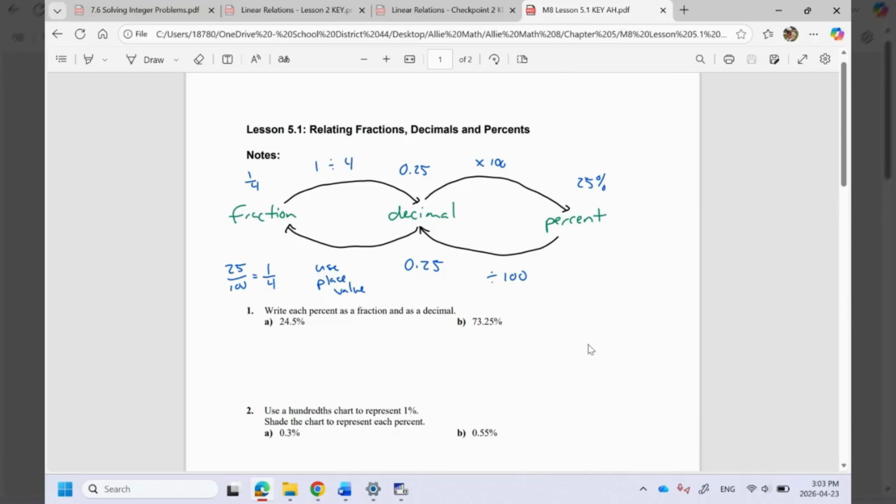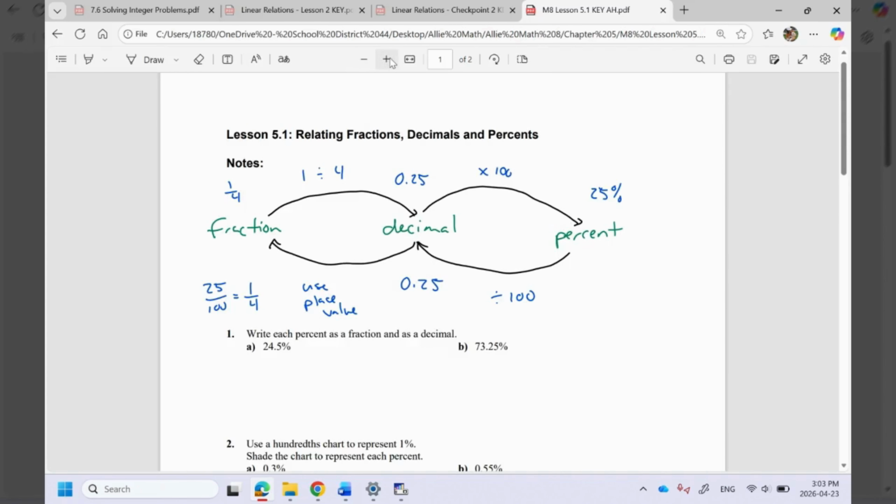Hello, everybody. Here we are, 5.1, relating fractions, decimals, and percents. Let's start by you copying down this image into your notes section. We'll be using this quite a bit. I have a printed version that you'll use. But this first section is mostly about moving from fractions to decimals to percent, or percent to decimal, or percent to fraction. There are a few things we'll need to get familiar with. So start copying it down and I'll explain it a little bit.